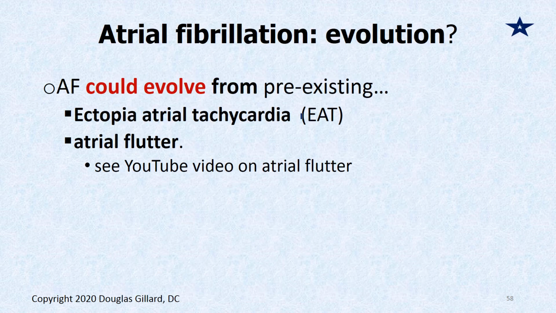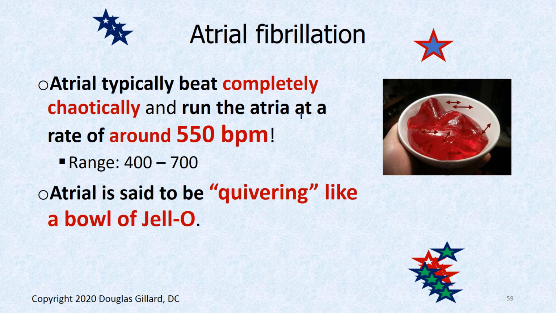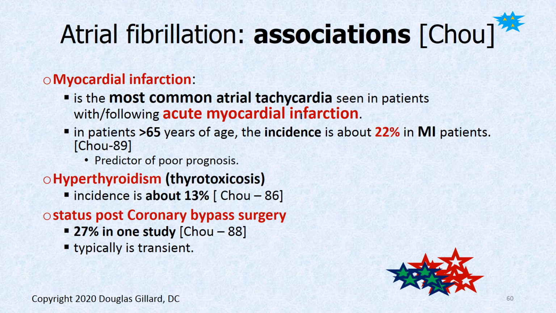Evolution. Afib could evolve from atrial tachycardia. So there's a bunch of things that can progress into atrial fibrillation. Atrial flutter, I took those slides out because we never have enough time to get to much pulmonary stuff. But that is on YouTube. Atrial fibrillation, we said the atria are just contracting at 550 beats per minute, like a quivering bowl of jello.